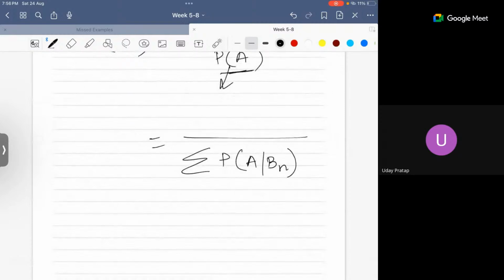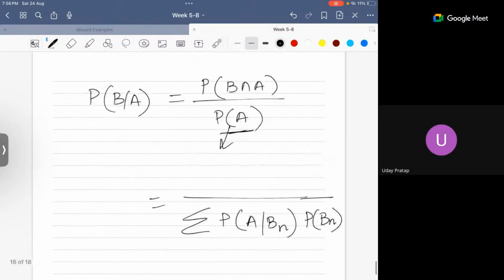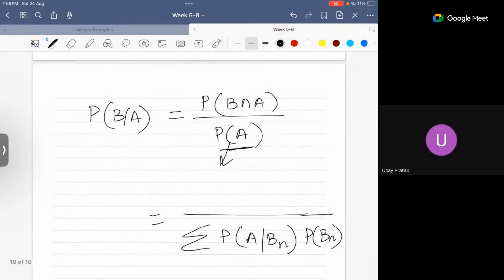Like whatever the number is, probability of Bn, whatever the event that is there. So in the denominator you can just write it from the law of total probability, correct? And then the numerator part, probability of B given A, what can you write here?